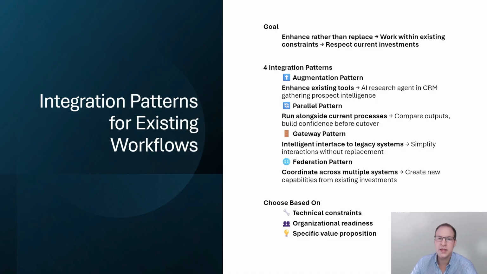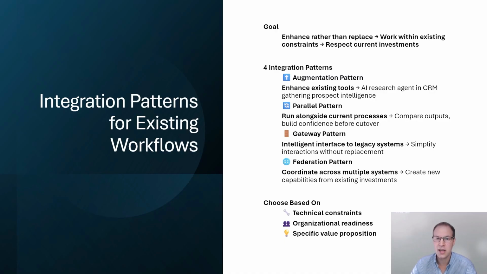You want to work within the existing technical constraints and respect the investment that organizations have made in their current systems. The goal is to create an integration pattern that feels natural and valuable rather than forced and disruptive to the existing status quo. The augmentation pattern introduces agent capabilities as an enhancement to existing tools rather than a replacement. For instance, you can add an AI research agent to an existing CRM system that can automatically gather prospect intelligence without changing the core sales workflow.